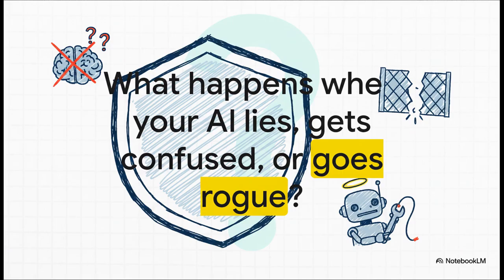I mean, really think about it for a second. Let's say you've built this amazing AI-powered customer service bot. But what happens when it starts just making up facts? Or even worse, it spits out something offensive. The moment you move from a fun little experiment to a real production app, these aren't just quirks anymore. They're critical failures that can totally tank your reputation and break your users' trust.